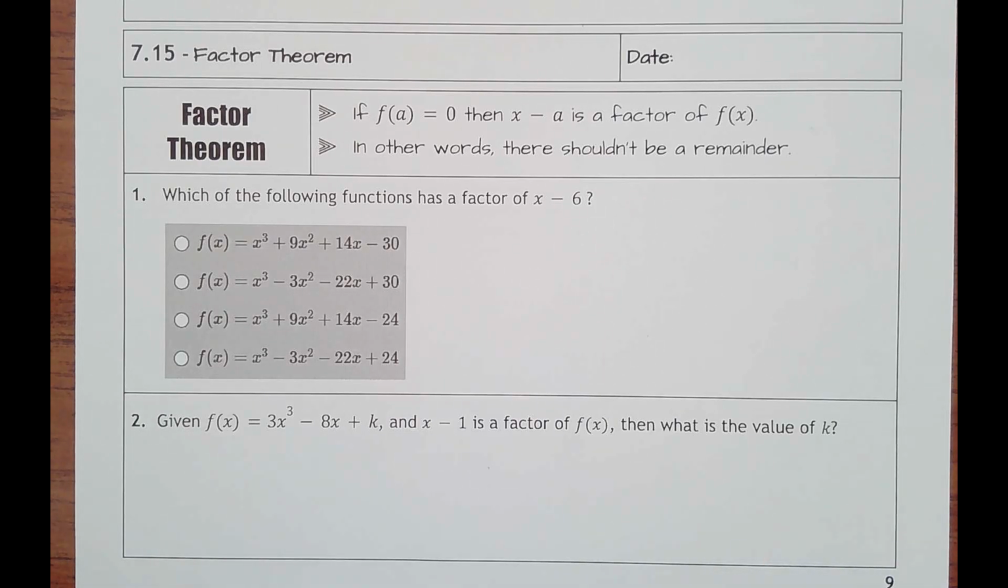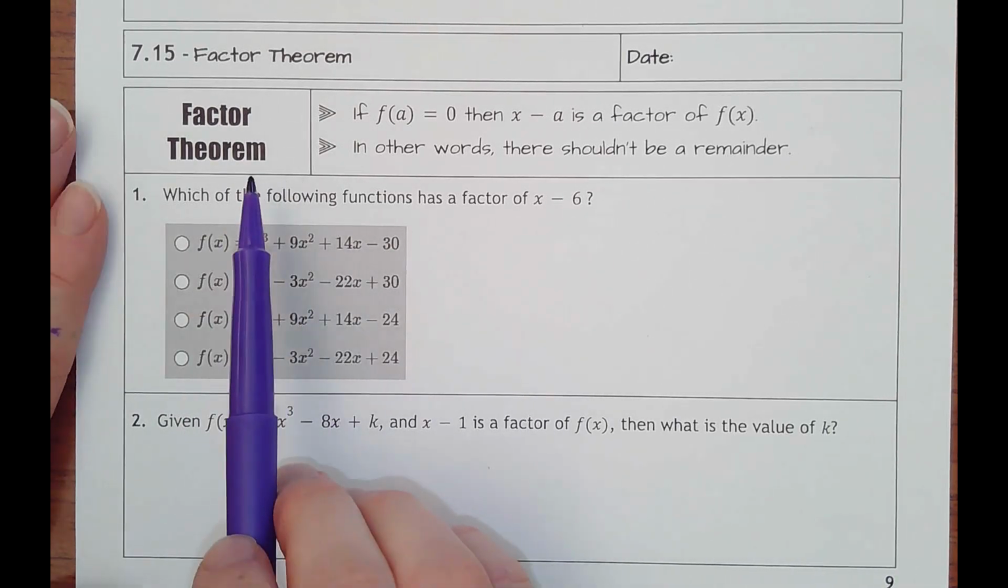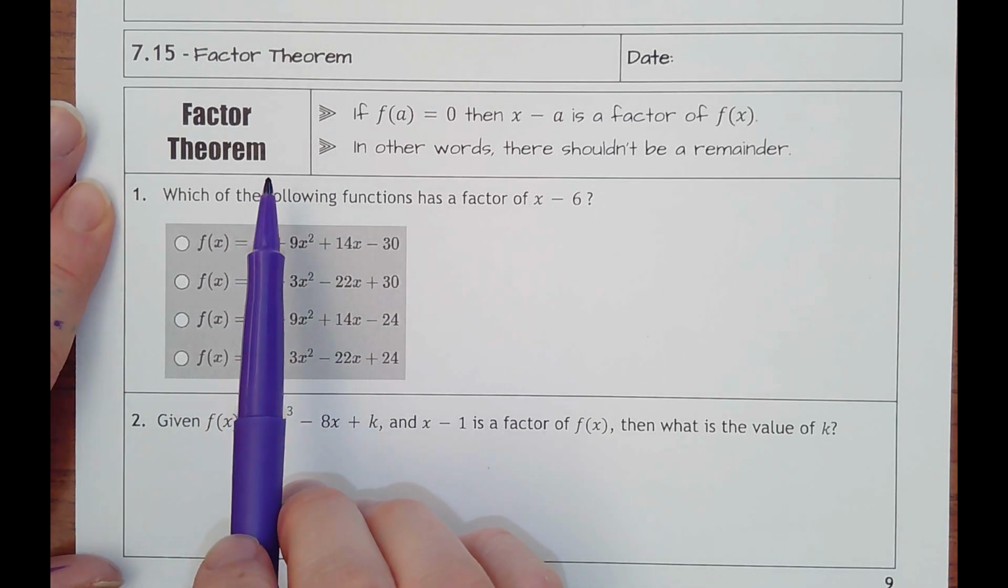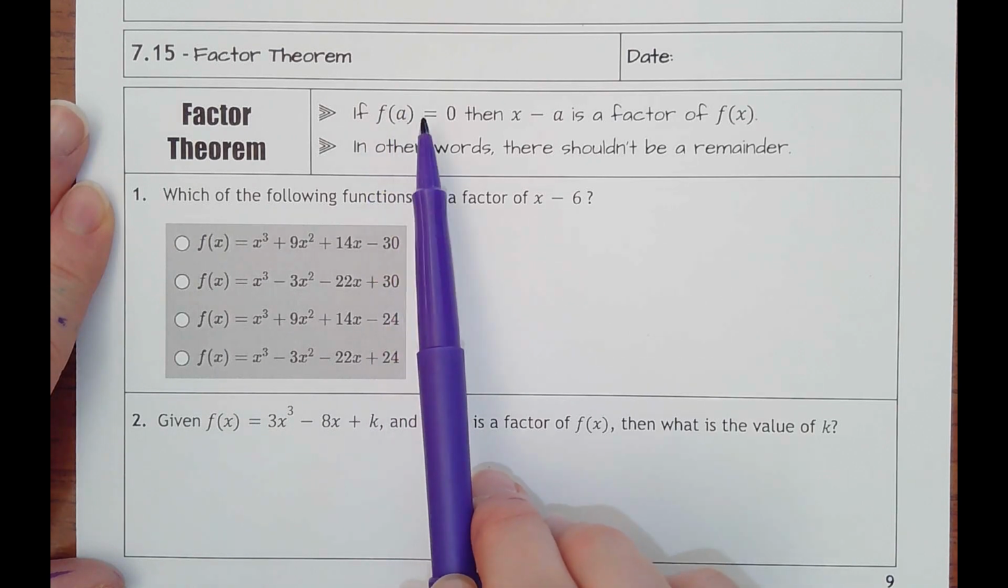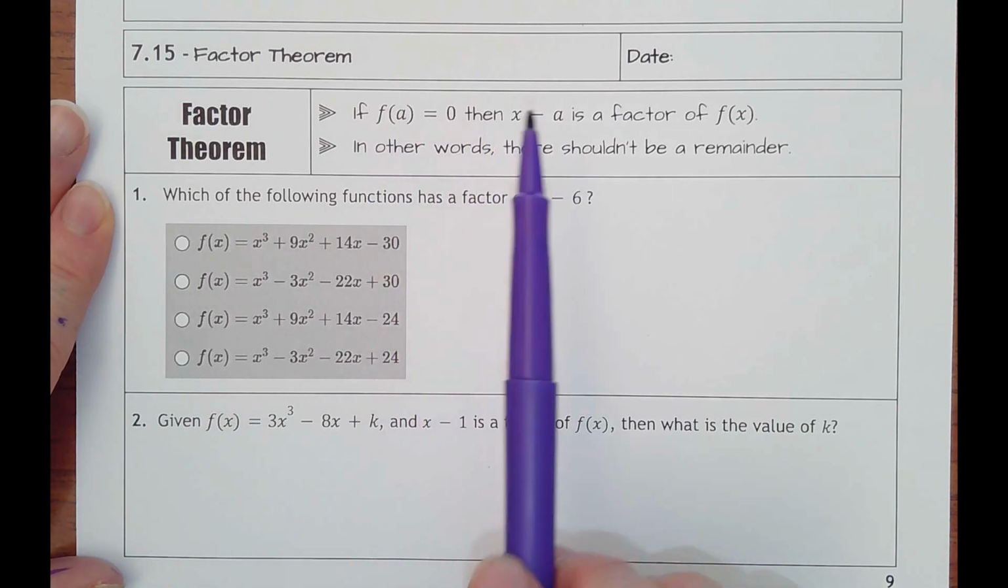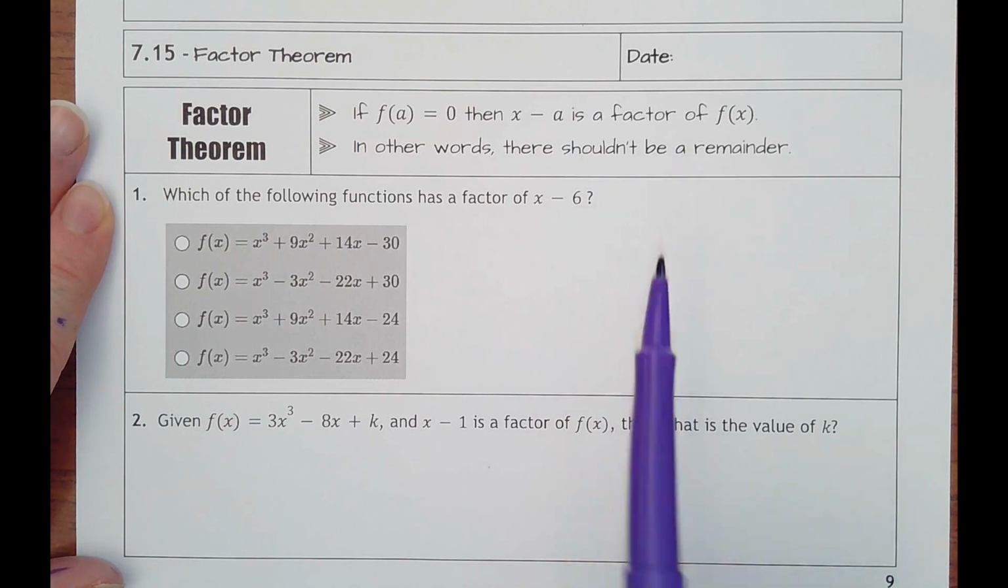Lesson 715 is called Factor Theorem. Factor Theorem is very similar to the Remainder Theorem on 714. Factor Theorem says that if f of a number comes out to equal 0, then x minus a is a factor of f of x.